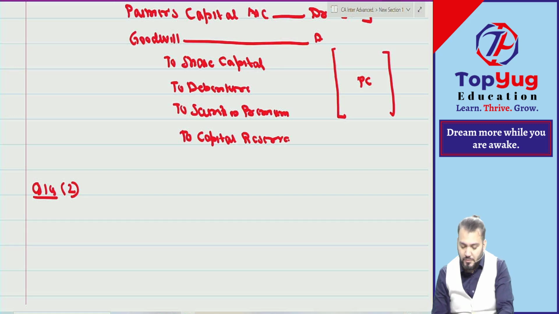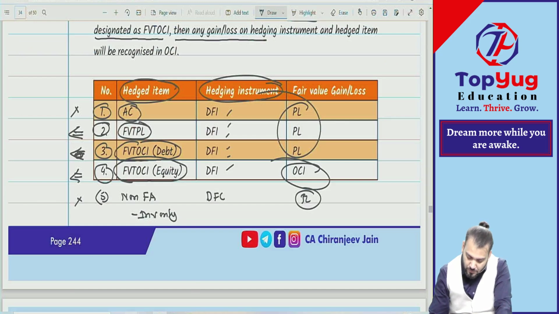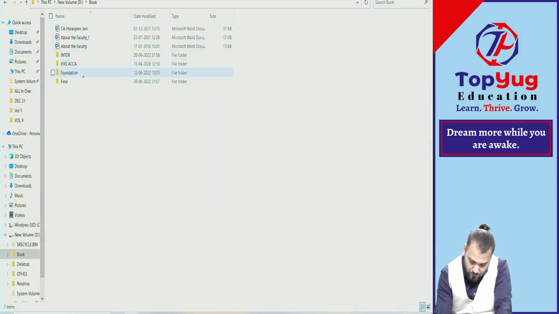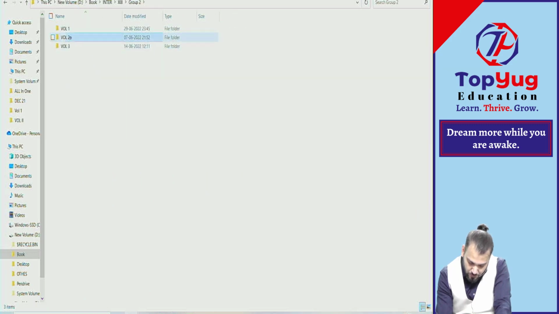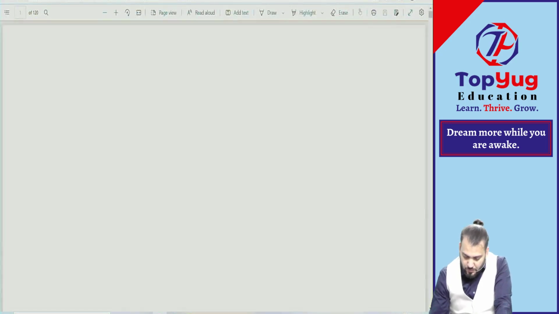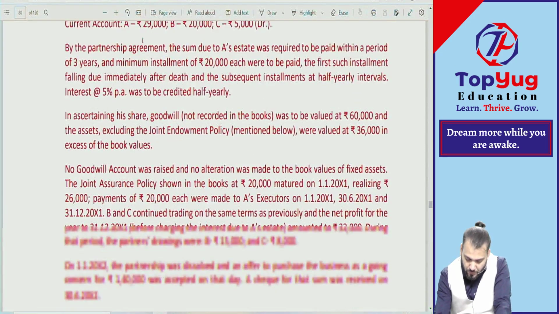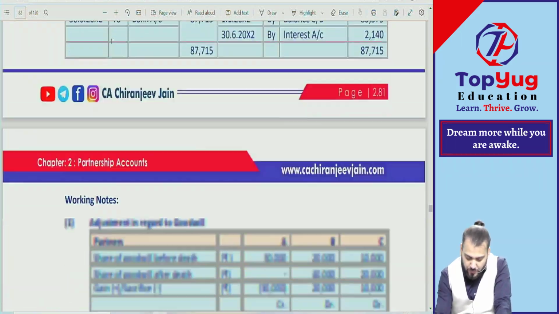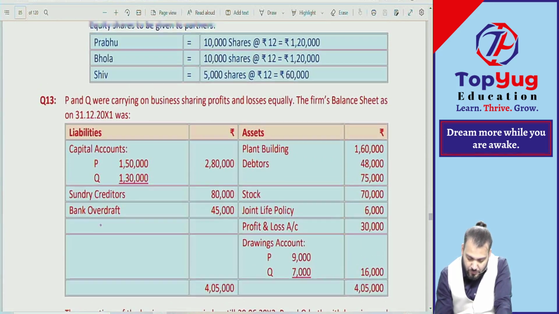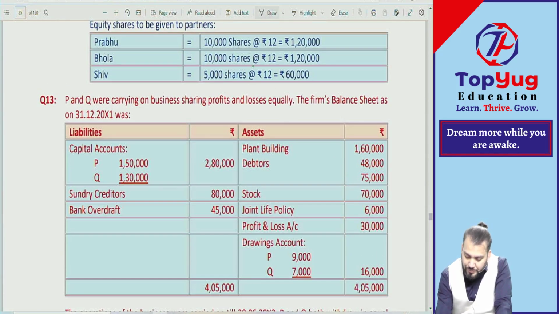Correct. Then come to question 14. A simple question, let us first take. Question 13 will be your homework.